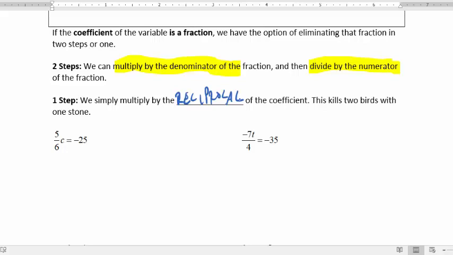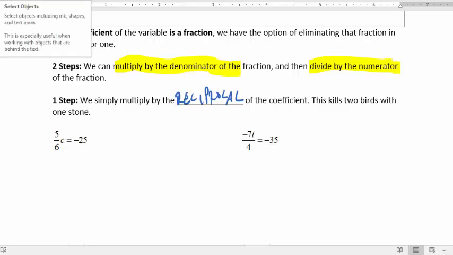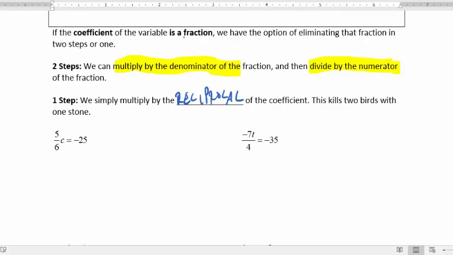Instead of multiplying by the denominator and dividing by the numerator, you're just multiplying by the reciprocal, which ends up being the same thing, right? So these first two examples here are really just one-step equations, so we can actually illustrate this two-step versus one-step process for eliminating the coefficient if we want. So with this first one on the left here, I'll use the two-step approach, right? So I'll multiply by the denominator of the fraction and then divide by the numerator of the fraction. The denominator of the fraction is 6, so the first thing I would do to get rid of that 6 would be to multiply both sides by the 6, right?